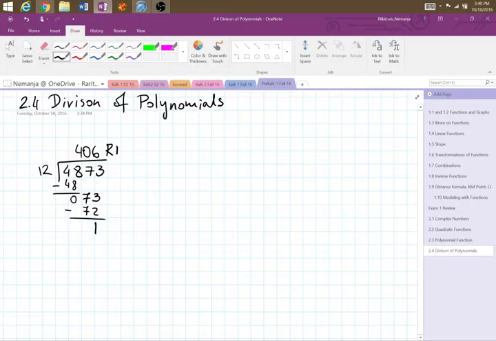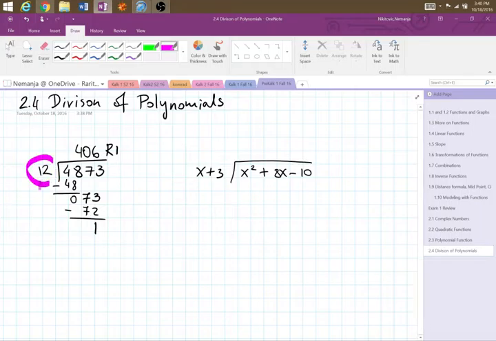Division of polynomials is going to work the same way. I'm going to divide, let's say, x plus 3 into x squared plus 8x minus 10. Let's say this is what I need to divide. If you remember, I asked how many times 12 goes into 48 and I obtained 4. I'm going to ask the same question here. How many times does x go into x squared? And the answer is x times.